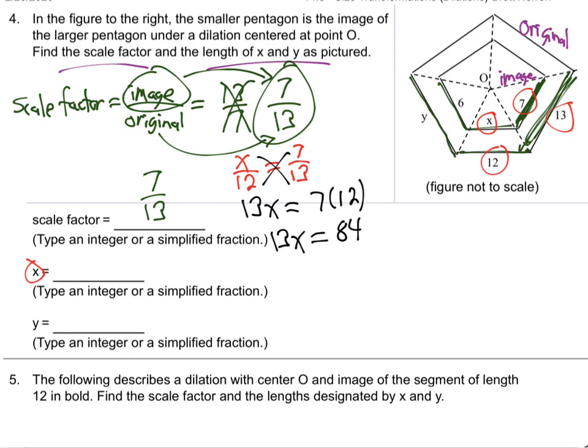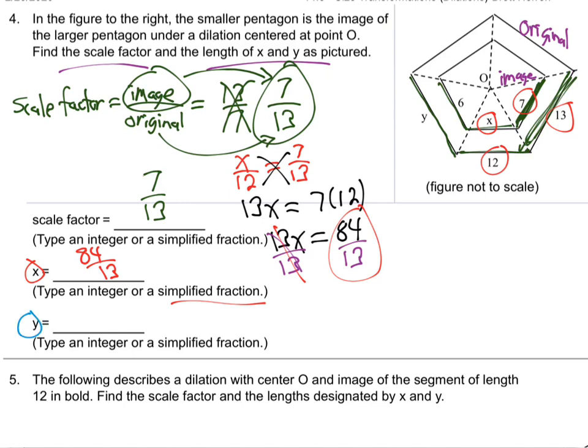Last step to finish solving for x. Divide by 13 on this one. And these cancel. They just want us to leave it this way. They say fraction. So instead of dividing on our calculator to get a decimal, we'll just leave it 84 over 13 for x.